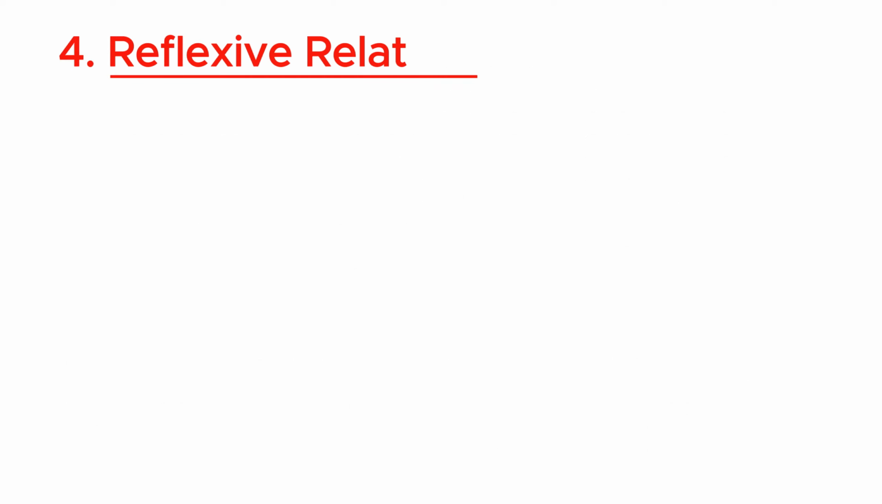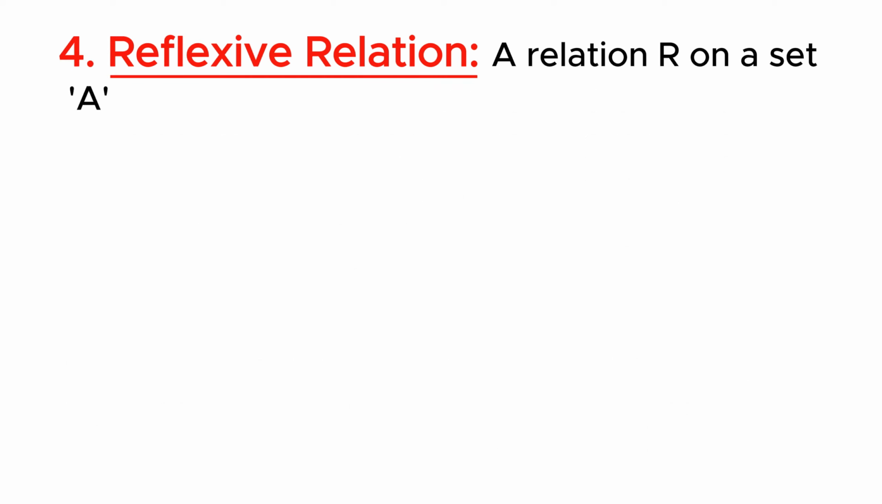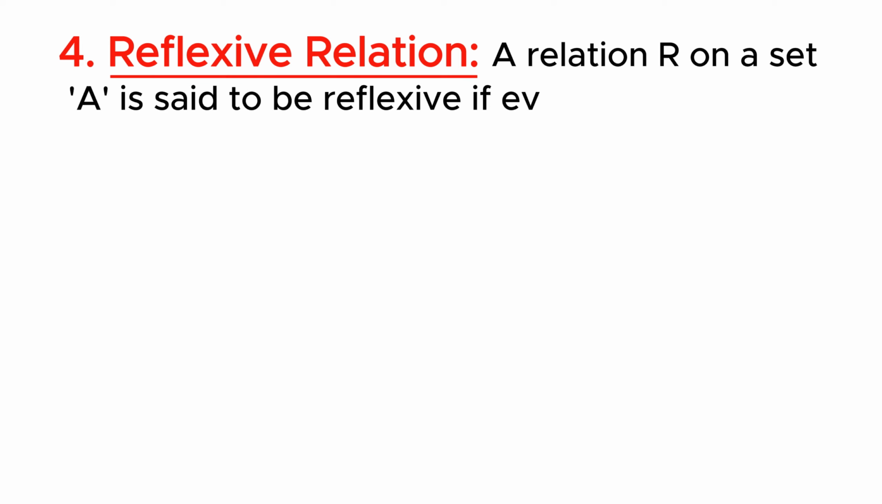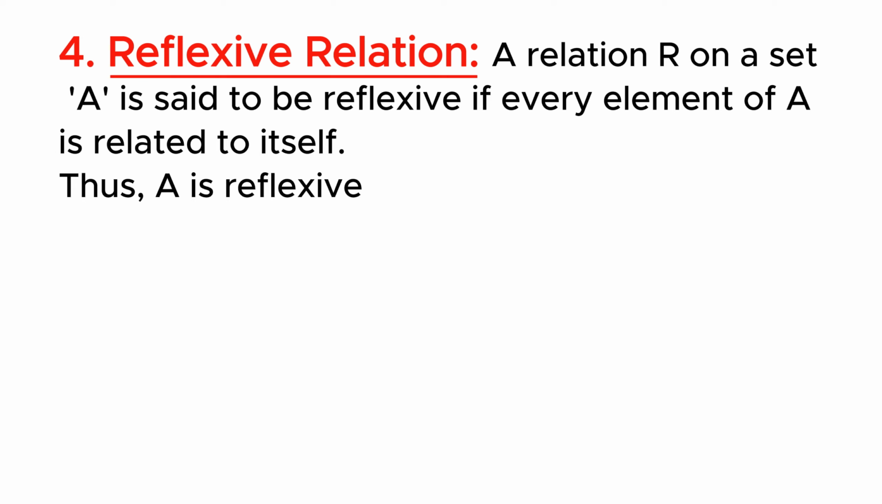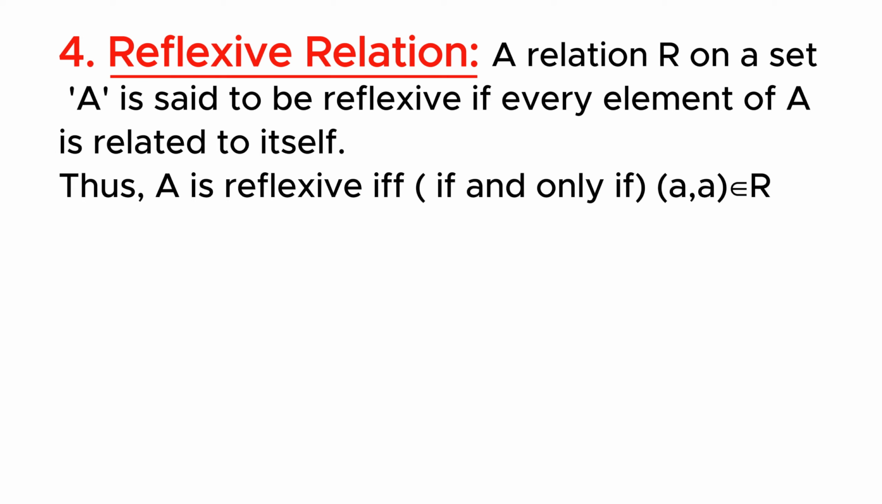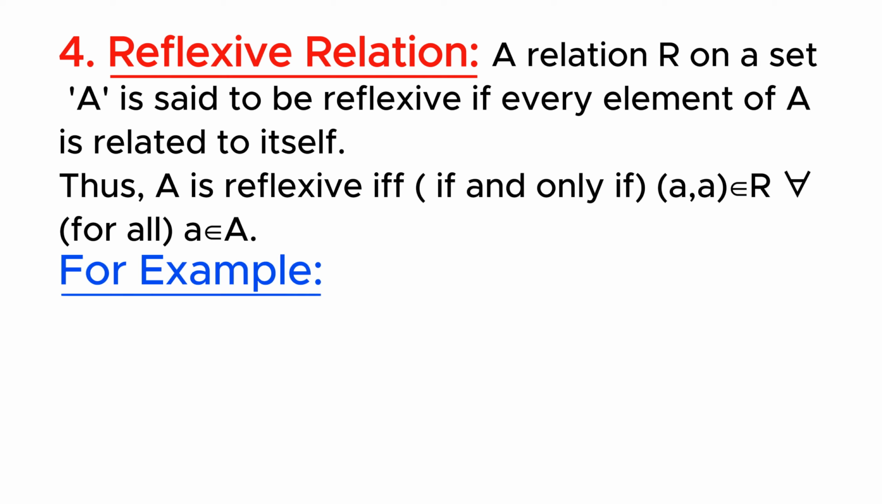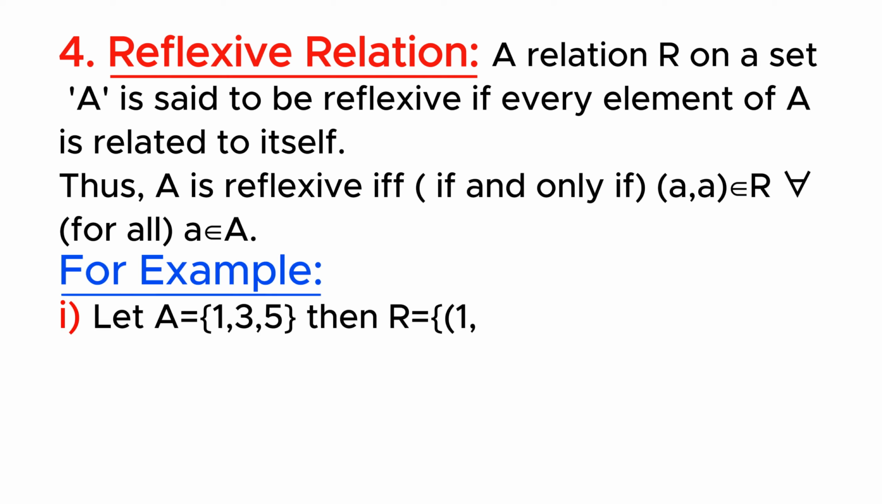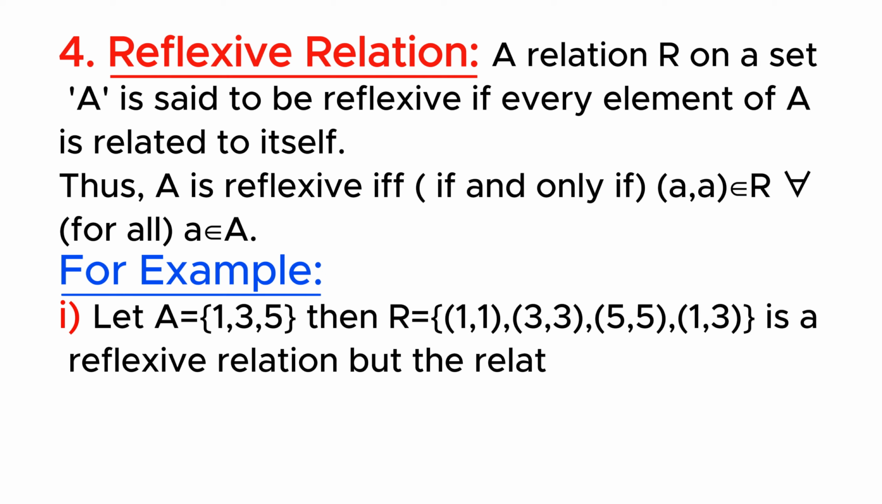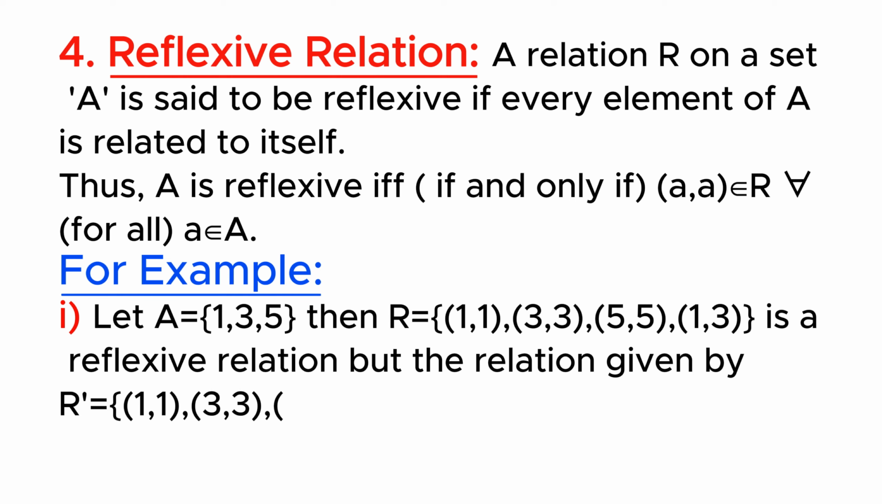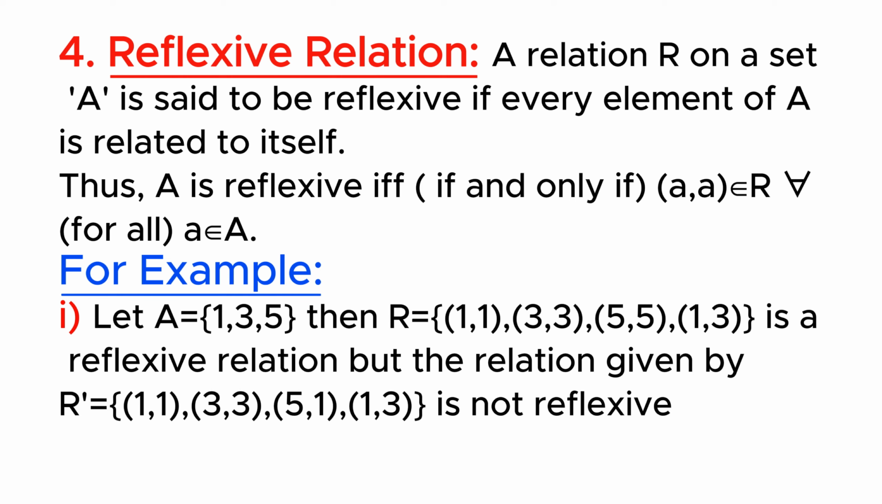Fourth, reflexive relation. A relation R on a set A is said to be reflexive if every element of A is related to itself. Thus, R is reflexive if and only if (a, a) belongs to R for all a belongs to A. Example, let A = {1, 3, 5}, then R = {(1, 1), (3, 3), (5, 5), (1, 3)} is a reflexive relation, but the relation R' = {(1, 1), (3, 3), (5, 1), (1, 3)} is not reflexive as 5 belongs to A and (5, 5) doesn't belong to R'.